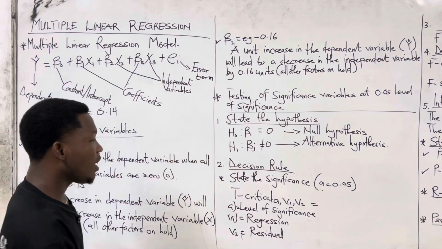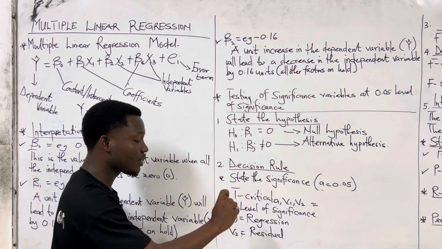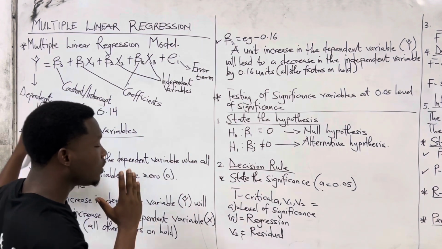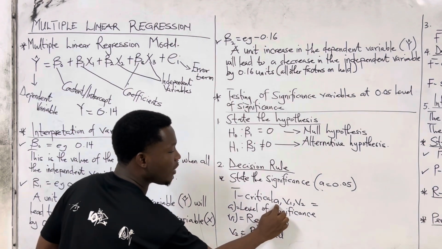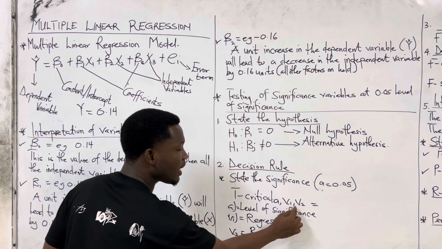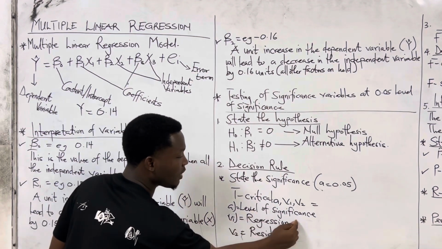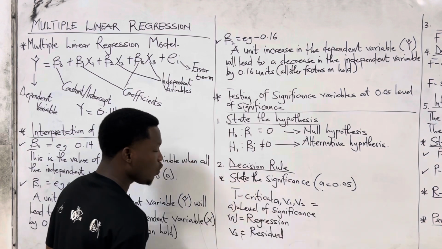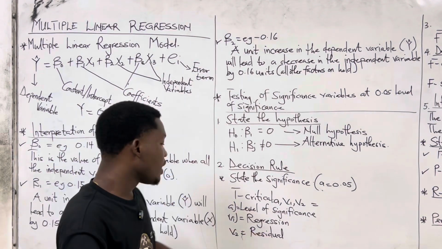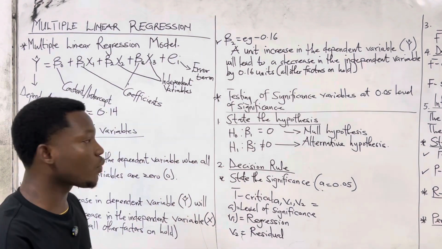After stating that, we have to find our t critical value. The t critical value in the regression model, we have our alpha, which is 0.05, and then we have our v1 and v2. The v1 is the regression degrees of freedom. It will be given to you in the question or in the Excel form. And also we have the v2 to be the residual. That one too will be given to you in the question.